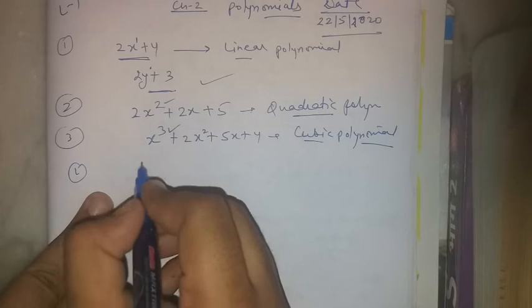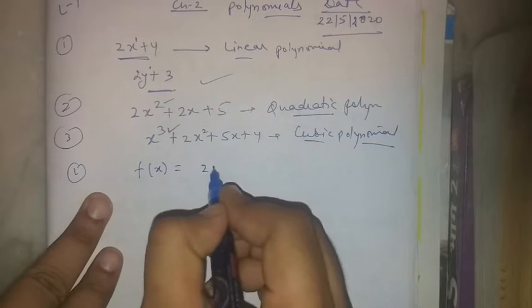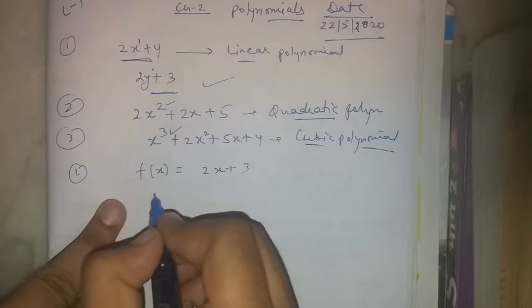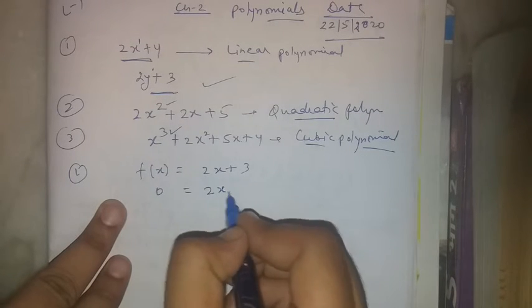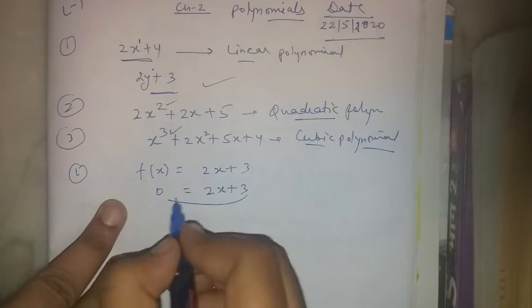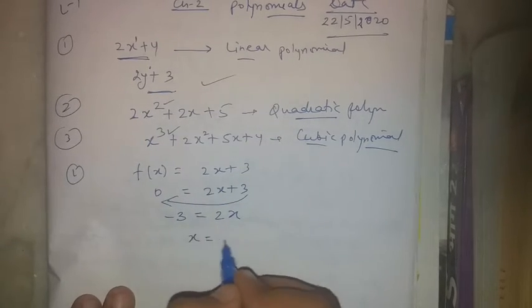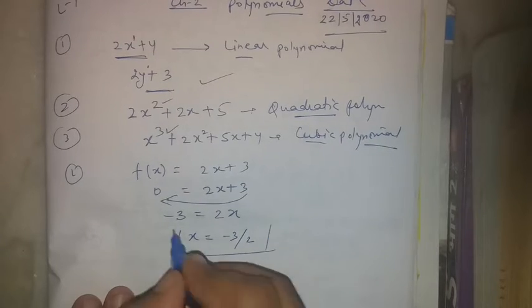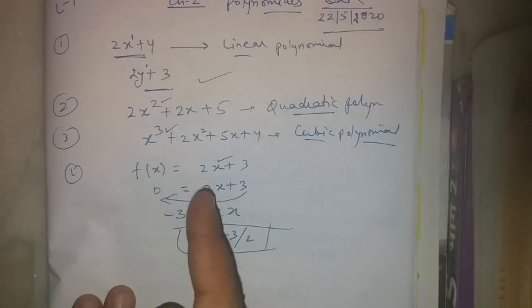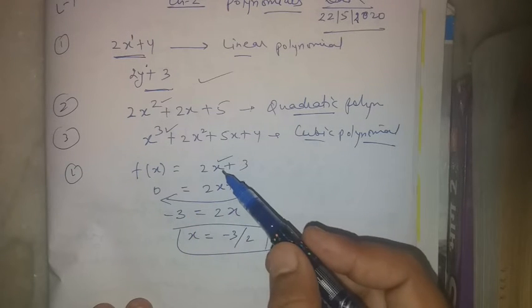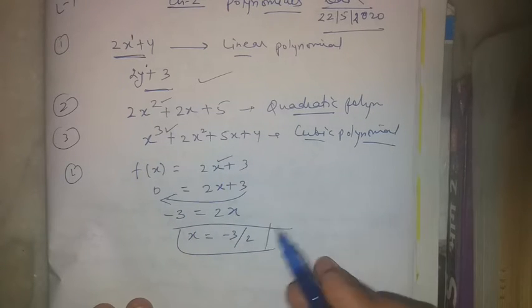Now, as in 9th class, finding the zeros. Suppose we have the function f of x equals 2x plus 3. How can we find the zeros? f of x should be equal to 0, so 2x plus 3 equals 0. 3 goes to the other side, minus 3 equals 2x, then x equals minus 3 by 2. It means a linear polynomial has only one zero, so the value of x will also be one.